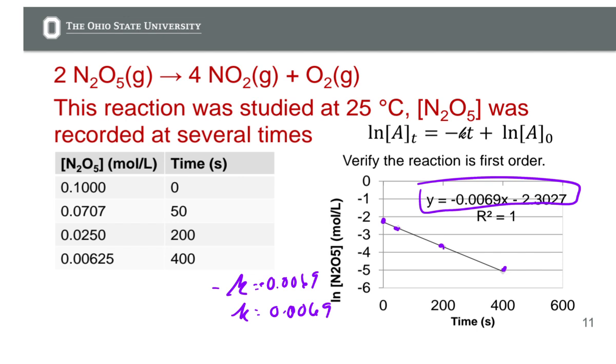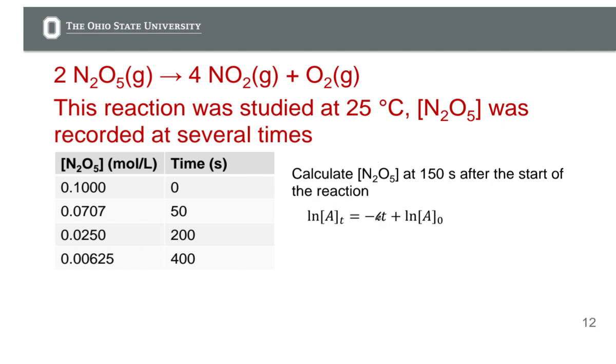And this is really what people do when they're working on determining rate laws for different reactions. Using the integrated rate law, you can actually predict concentrations after a given amount of time. So we'll go through and work this problem. We want to calculate the concentration of N2O5 after 150 seconds of starting the reaction.